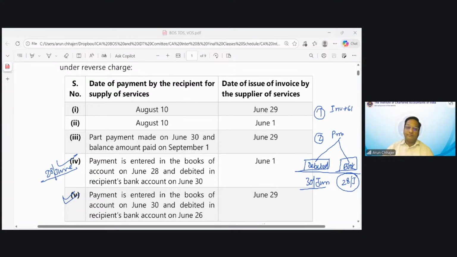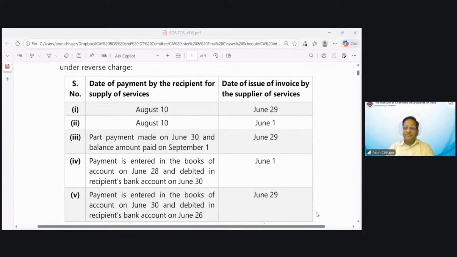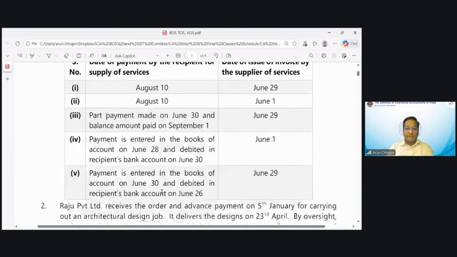Now tell me, payment is entered in the books on 30th June. ये 30th June हो गया. And debited in the recipient bank account on 26th June. सिंपल ना, ये तो सेम है क्वेश्चन. What is the time of supply? Whichever is earlier, 26 June. So very simple question, correct? Fine. Let me move further.